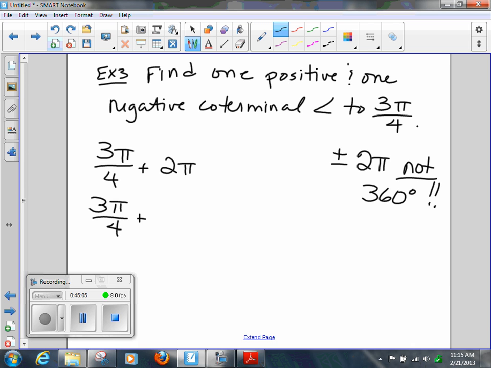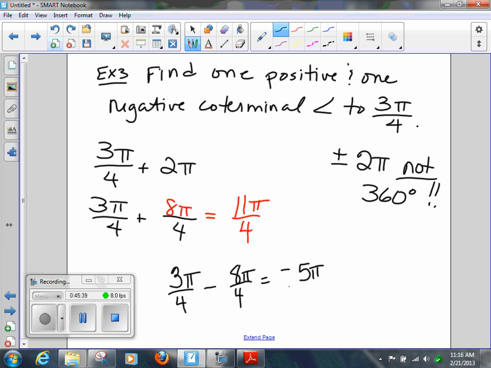But if you're a fraction person too, I know I've got to have like denominators. What will my numerator be? If I change 2 pi into something over 4, what's it going to be? 8 pi. And that's going to give me what angle? 11 pi over 4. If I want to find that negative coterminal angle, then I'm going to subtract 8 pi over 4, and it's going to give me negative 5 pi over 4.